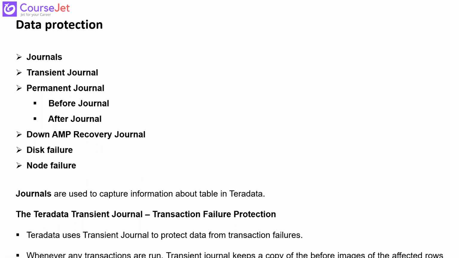Journals are used to capture the information about our table in Teradata. It's like a snapshot of your table. The first journal we will be seeing is the transient journal. Teradata uses this transient journal to protect the data from transaction failures.